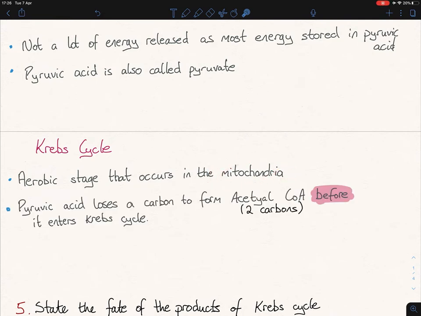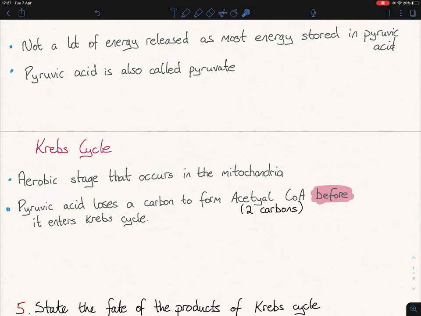Now, the biggest mistake I see students making in respiration when they're discussing it is this step here. It is not actually pyruvic acid that enters the mitochondria. That's really, really important to note. Pyruvic acid undergoes a one-step change before it gets to Krebs cycle. What happens there is it loses a carbon atom to form acetyl-CoA before it enters Krebs cycle.